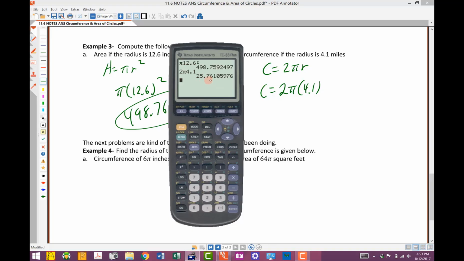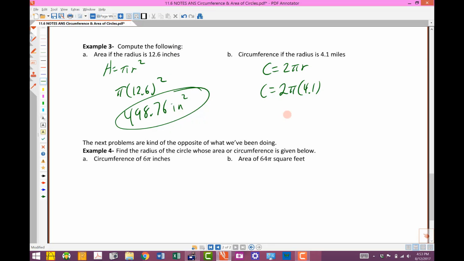25.76. It's either going to be 7.6 or 7.7. That's only a 1, so it's going to stay 7.6. So 25.76, and then again we've got to have the units. Remember, this is just a circumference. This is just the distance around the outside, so we're going to go ahead and put miles right there. Okay, so we've got that.